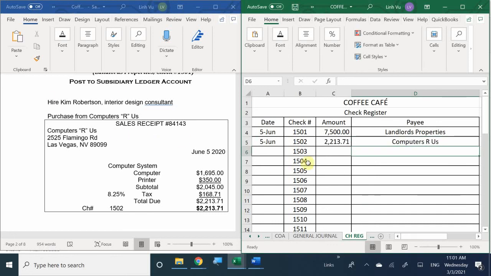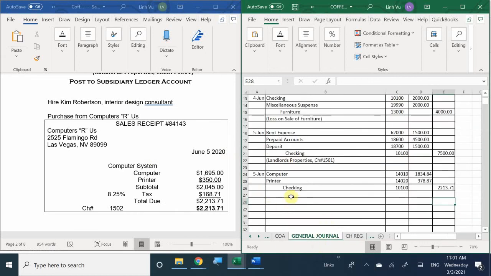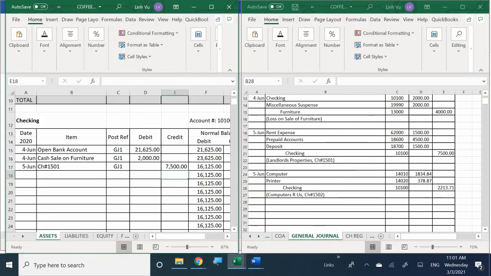Now we know for a fact that the check number is 1502. So let's go ahead and add that to our journal. Our journal is going to consist of two things: our vendor, so we went to Computers Are Us, and lastly, we wrote a check, number 1502. That's all the information we need for this particular transaction. Next is going to be the ledger.